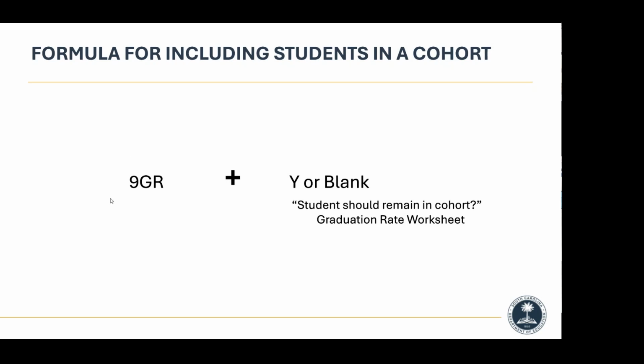In terms of data entry and data that are looked at for who is in the cohort, you need to think about 9GR, and you need to think about what I'll call the denominator field, which is labeled student should remain in cohort. In PowerSchool, I'll show you where that is in a second, and that needs to be Y or blank. But preferably you don't want to leave it blank, you want it to be a Y or an N, but Y or blank, and then the appropriate 9GR.